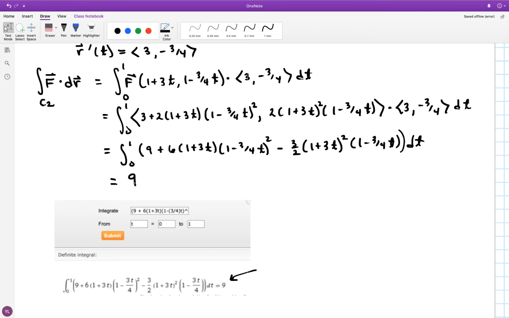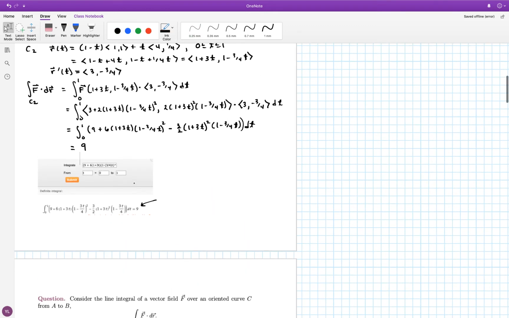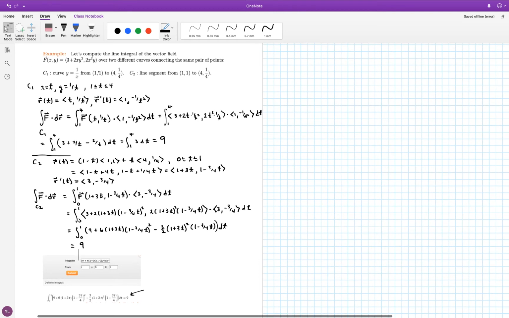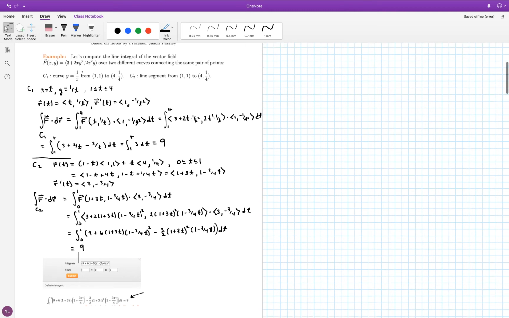So this is sort of interesting. I had one vector field and two different curves connecting the points (1, 1) to (4, 1/4). I can think of computing this as the work done in this force field in moving an object from here to there. It didn't matter which path I took, C1 or C2. And in fact, it doesn't matter what curve you choose connecting (1, 1) to (4, 1/4). With this vector field, the line integral is always going to end up being 9.